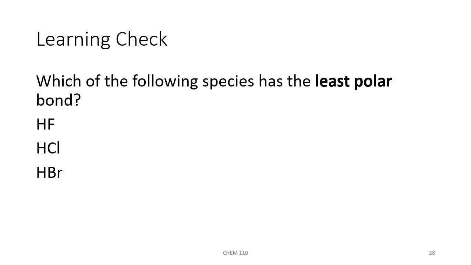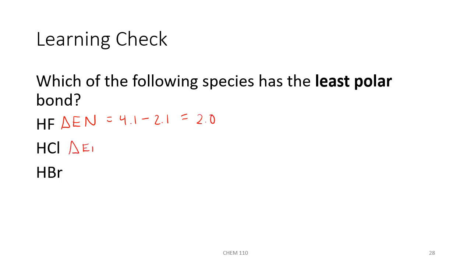Which of the following species has the least polar bond? There's two ways that we can go about answering this question. One is by using an electronegativity table to actually calculate the delta EN between the two different atoms. The other way is to just use our general trend of electronegativity to make some assumptions. Let's try both ways. Delta EN for H and F: fluorine is 4.1 minus hydrogen, which is 2.1. The difference in electronegativity for a hydrogen-fluorine bond will be 2.0.